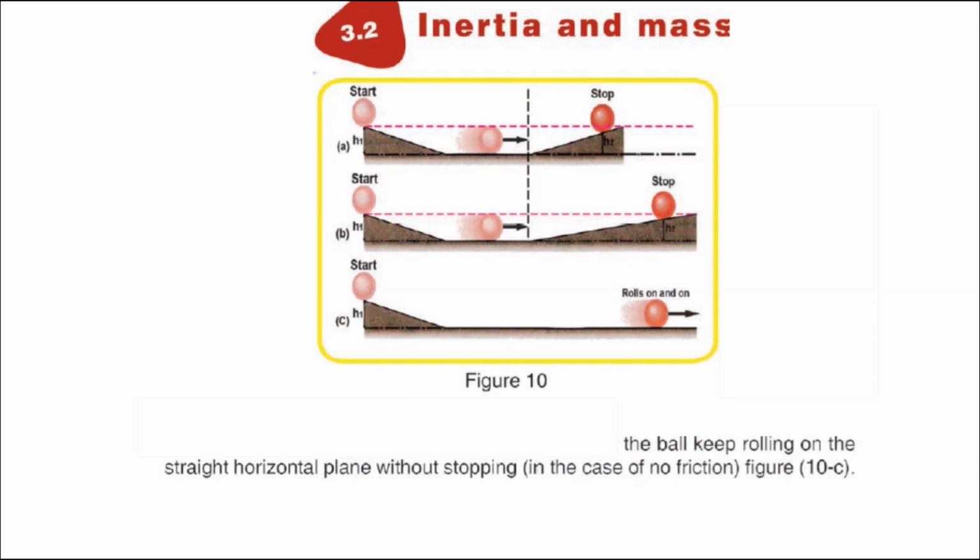In case C, when we make the path horizontal, then the ball keeps rolling on the straight horizontal plane without stopping in case of no friction and no air resistance, so the ball will continue moving if there is no friction and no air resistance. And this can be obtained if we do that in space.